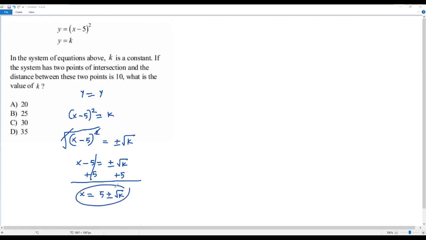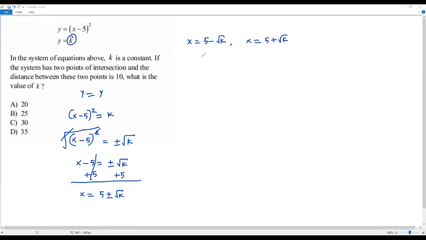Now we can split this into two parts. One part is for the negative sign and the other part is for the positive sign. In that case, I'll be getting two values for x. So I'm getting x equals 5 minus square root of k. The other value is x equals 5 plus square root of k. When I solve the given system for x, I'm getting two values for x. Already we have the value of y, that is y equals k.